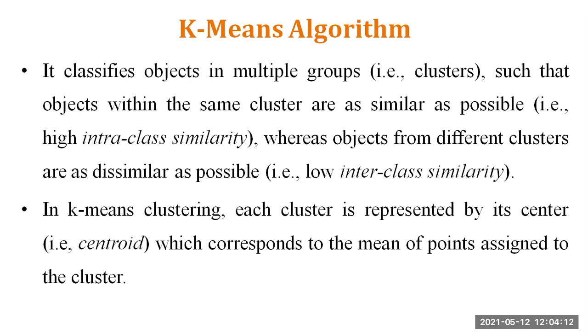In the previous session we discussed what a good clustering is. A good clustering should always have high intra-class similarity and low inter-class similarity. Similarly, the k-means algorithm also follows the same principle. It classifies objects into multiple groups, which we call clusters, such that objects within the same cluster should have high intra-class similarity, whereas objects from different clusters should have low inter-class similarity.